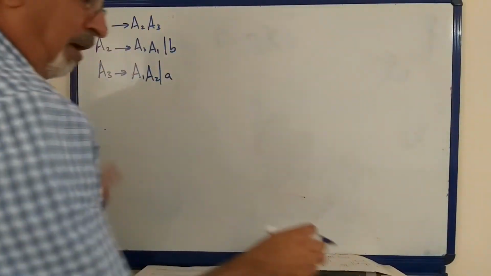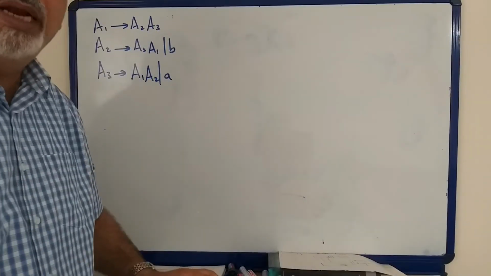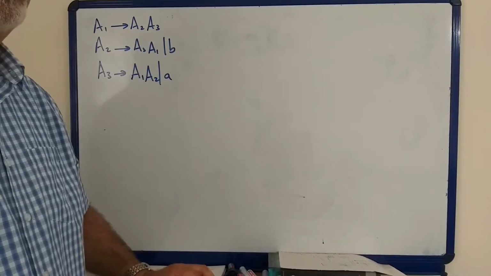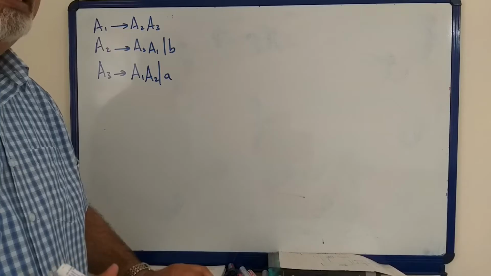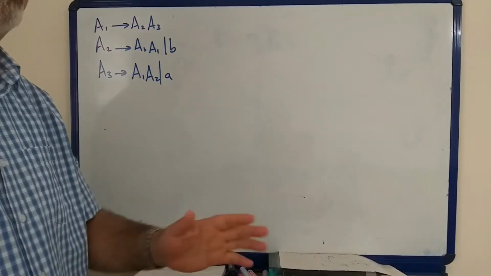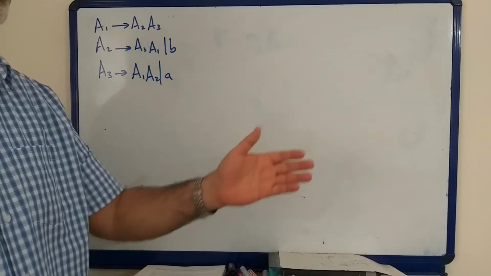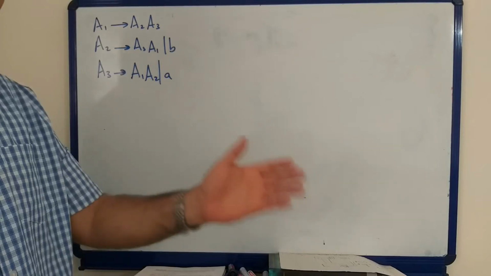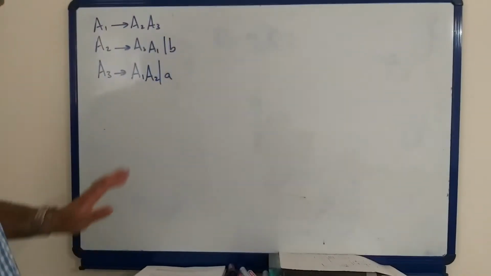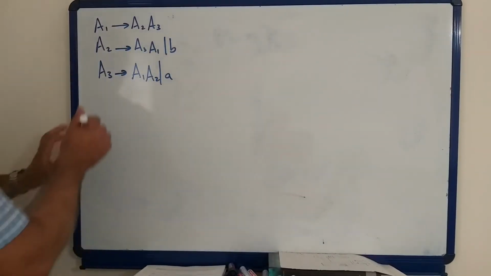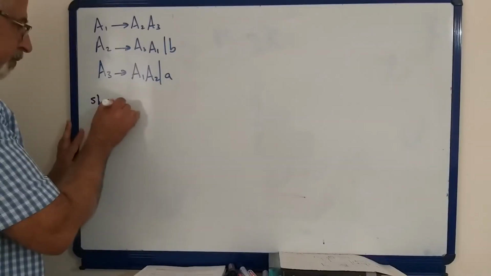So step 1, rename the non-terminals as S should be A1, and you have the others, you can then A2, A3. How many? If you have A, B, C, S, A, B, C, then A1, A2, A3, A4, and so on. So this is what you obtain. Step 2. Check.